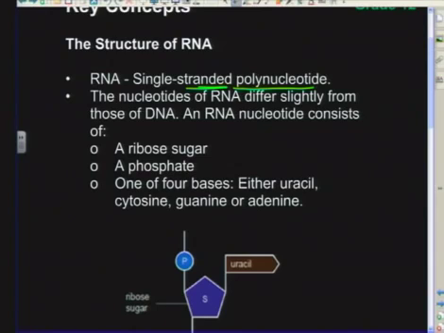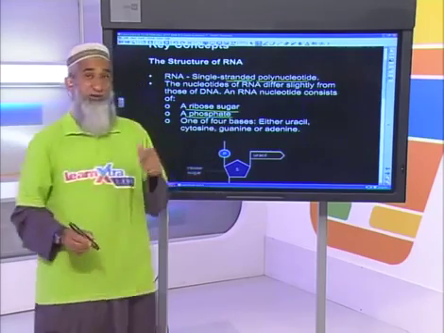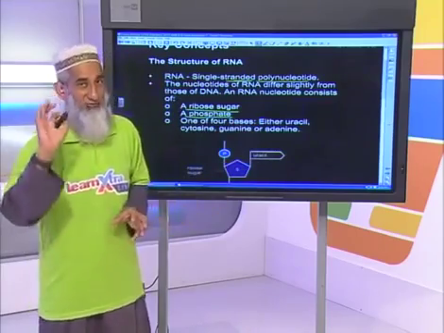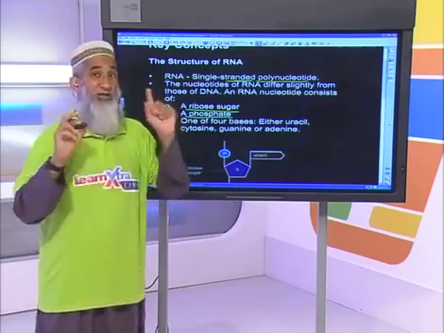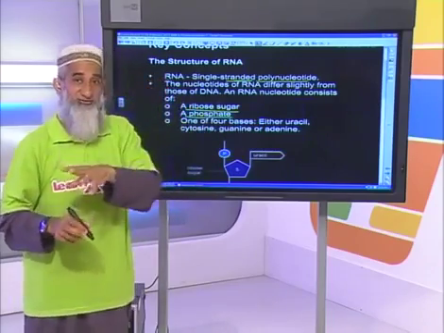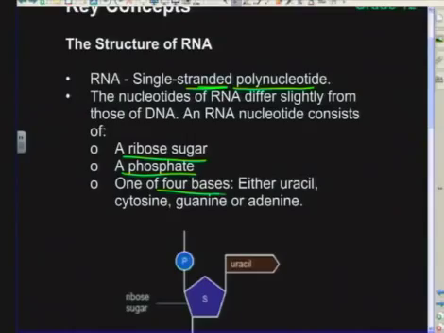An RNA nucleotide consists of a ribose sugar. In DNA, we had deoxyribose sugar. A phosphate. In DNA, we had a phosphate, and we have a phosphate in RNA as well. Always look at similarities and differences, because they can ask you to provide the similarities and differences, or the similarities only, or the differences only. Okay, and they have the 4 bases. In DNA we had 4 bases, here too we have 4 bases. We have either uracil, cytosine, guanine, or adenine.